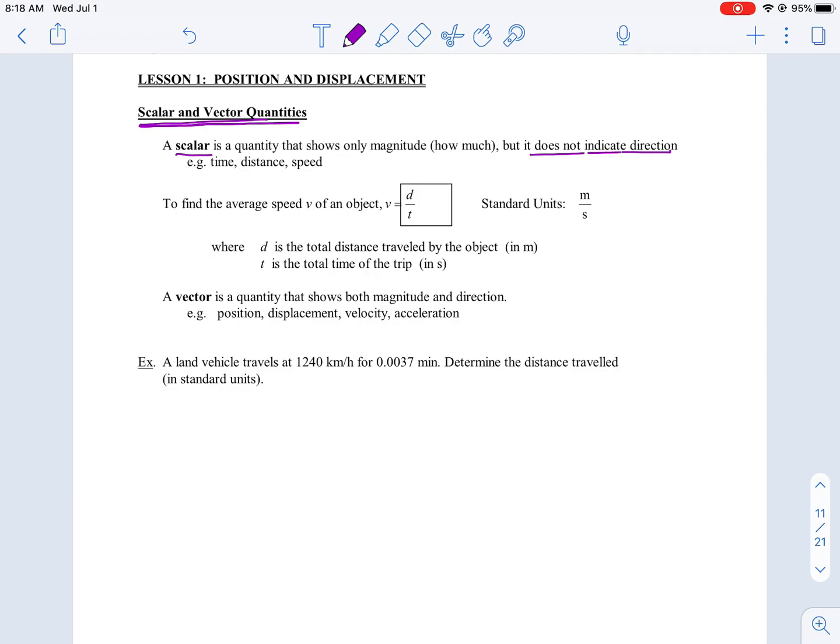So for example, when we talk about time, you can have 15 seconds, but you can't have 15 seconds north. That wouldn't make any sense. So for a scalar, direction doesn't make sense. And that's the same case for distance and speed. None of those have direction involved.